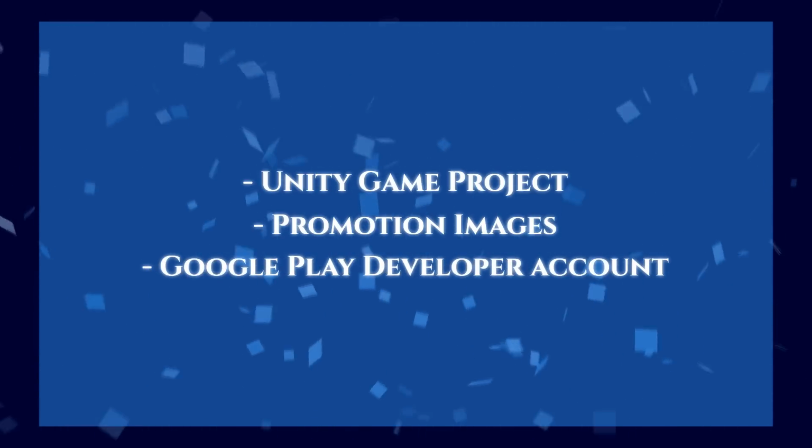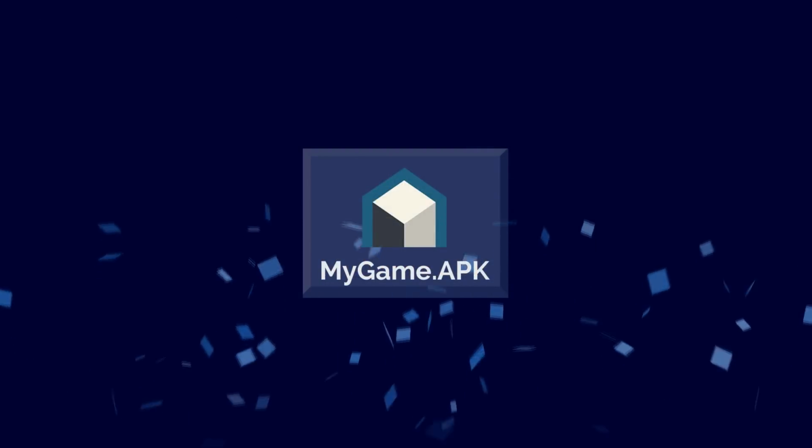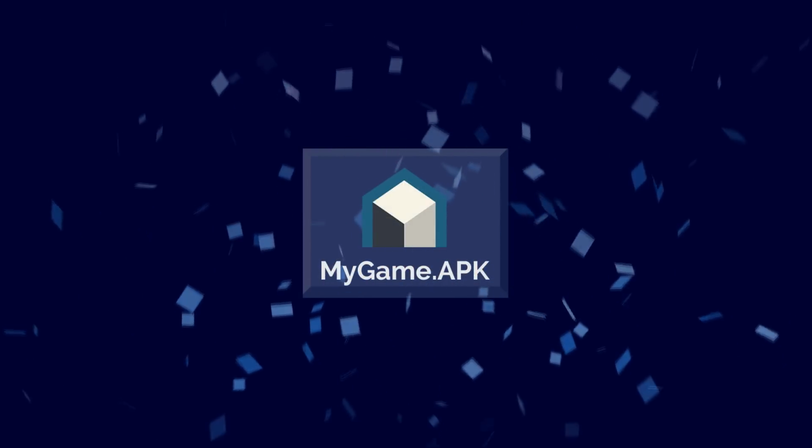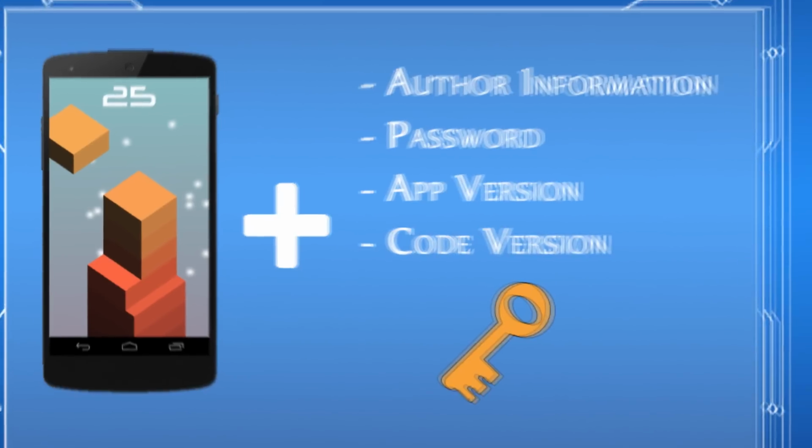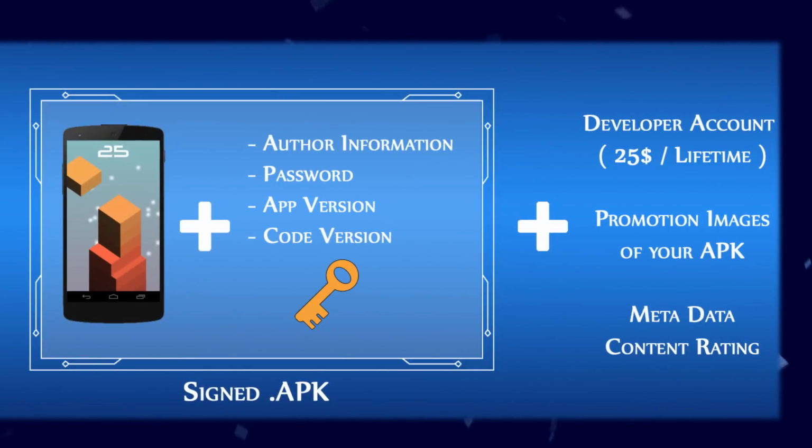So let's get started. Alright, so the first step is all about getting your signed APK. Now, a signed APK is basically the Android build of your game, plus information on the publisher, a secret password, and then some metadata for the game, such as the code version and the application version. Once you've got your signed APK, you will then need to have a Google Play Developer account. Now, a Google Developer account is a one-time fee of $25, which is pretty cheap, considering the equivalent of that for Apple is 90 bucks every single year.